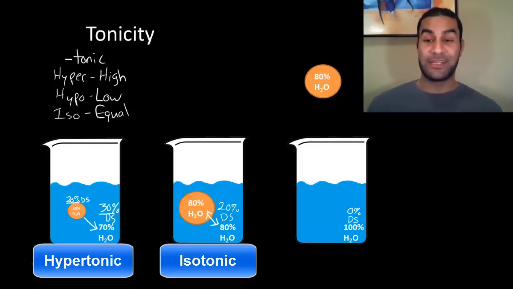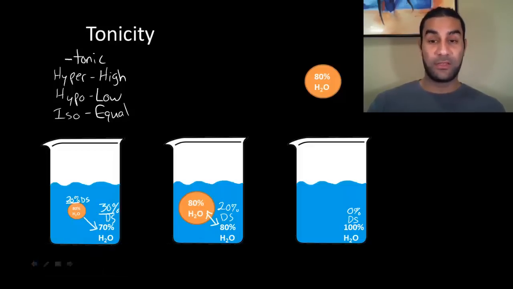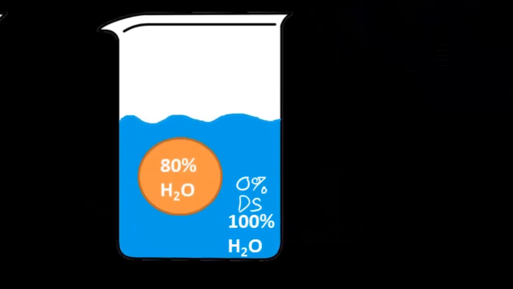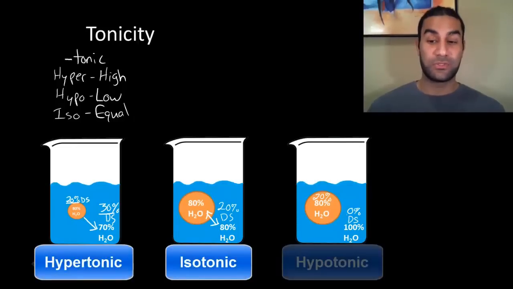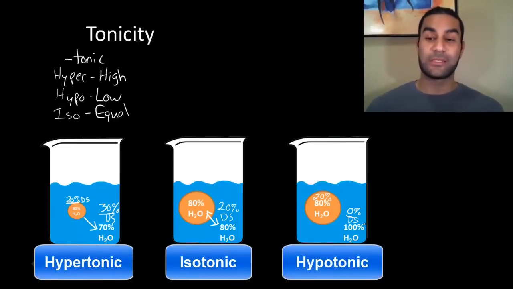So now let's compare this to the last scenario. The last scenario, again, is an 80% water cell. This time we're dropping it into pure distilled water. This is 100% water, 0% dissolved substances. So in this case, let's think about naming the solution. The solution on the outside has 0%, whereas the solution on the inside again has 20% dissolved substances, since it's 80% water. So this time, 0 on the outside is lower than the 20 that's on the inside. So in terms of naming the solution, this is what we call a hypotonic solution because there's less dissolved substances in the solution than there is inside of the cell.